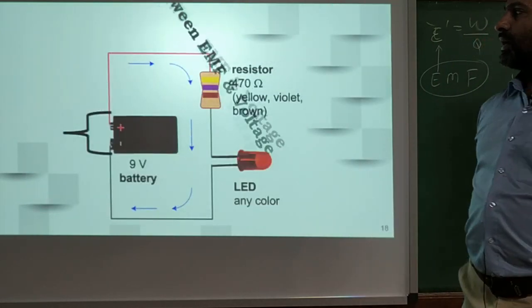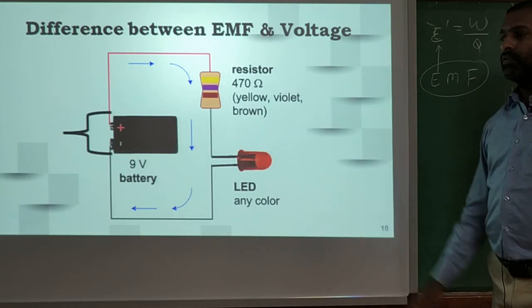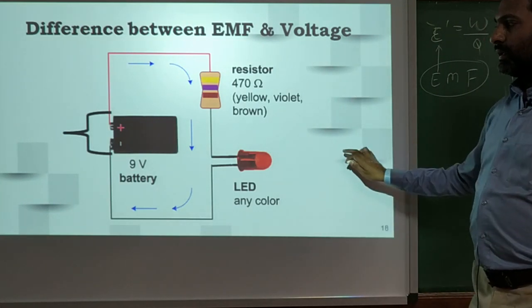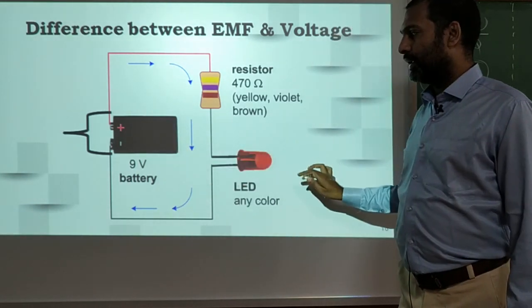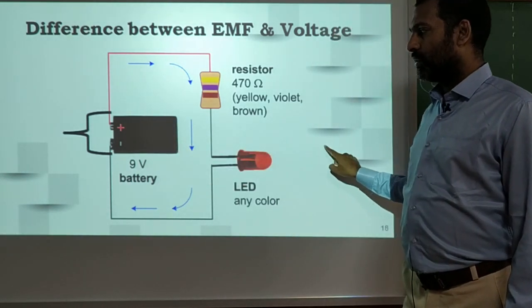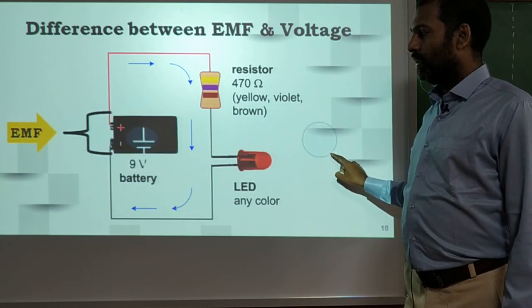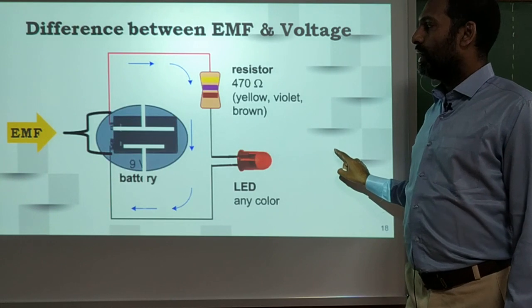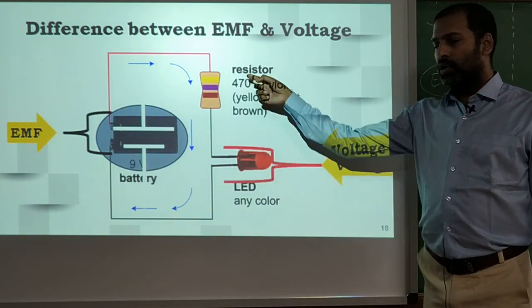Again we will come back here and see what is the difference between electromotive force and voltage. First thing, electromotive force exists inside the battery only. It does not exist outside. So inside the battery EMF acts, and that is the symbol of the battery. And where is voltage applied? It is applied to the loads.